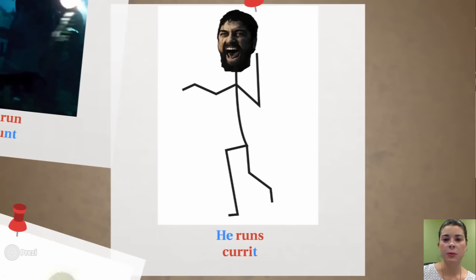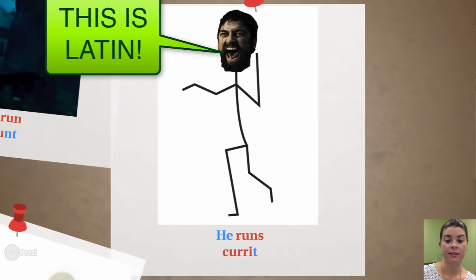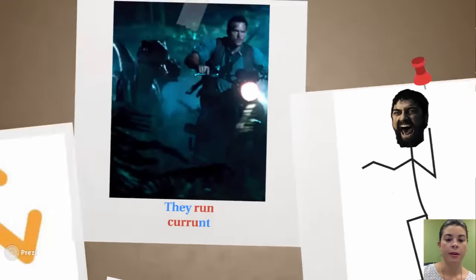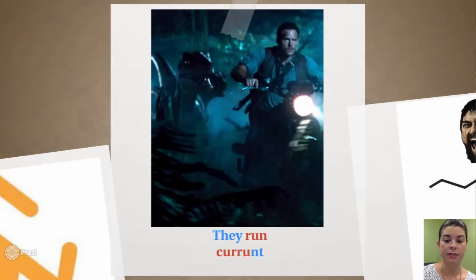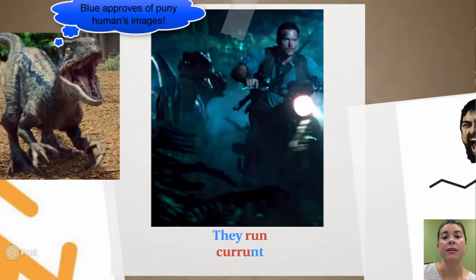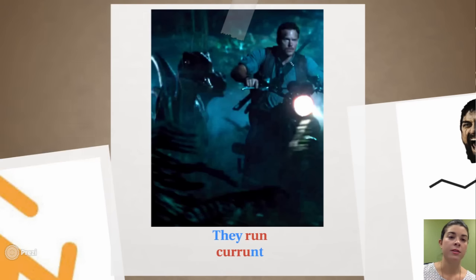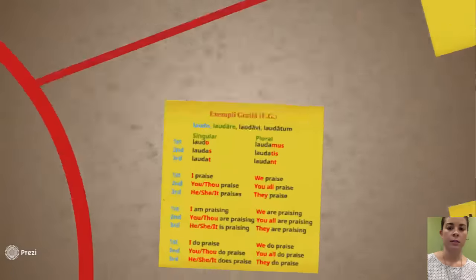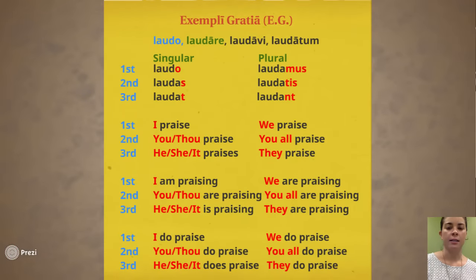So now let's take a look at this one. He runs, currit. Notice the T, and it's a he. They run, currunt. Now notice this one ends in NT, so therefore your pronoun is going to be they. So again, these words are backwards of what we would do in English, which doesn't mean necessarily that that's weird, it's just different than what we've done. And remember, most languages actually do this.